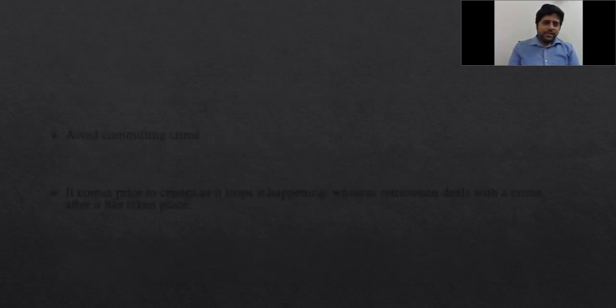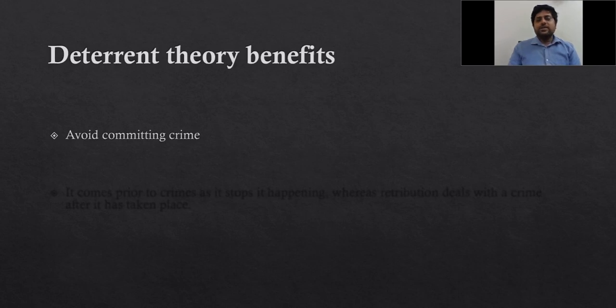Now moving further, what are the benefits of the deterrent theory? First of all, it talks about avoiding the committing of crime. If society, or the individuals of society, see the offender and see how severe the punishments or penalties inflicted on him are, then they will avoid committing that type of crime again.